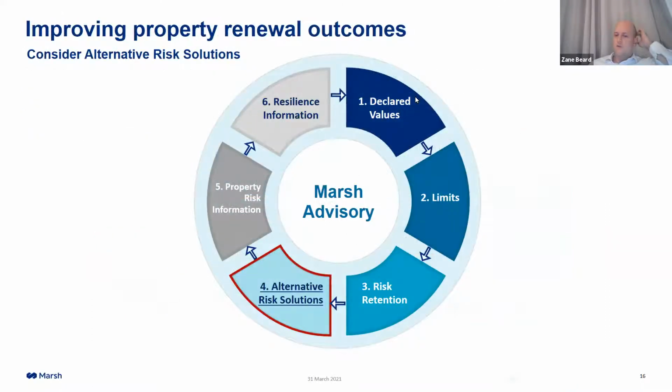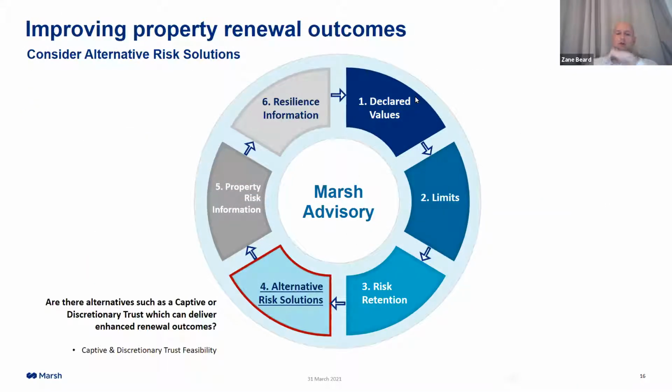When you know that, that might lead to you retaining more risk. And so you want to think about, okay, if I'm going to retain more risk, should I be looking at a captive or a discretionary trust? And a captive, as you might know, is a formalized self-insurance vehicle that allows you to retain risk, access reinsurance markets, and build up that risk retention fund over time. And discretionary trusts are similar, but they're based onshore and can deliver very similar outcomes.